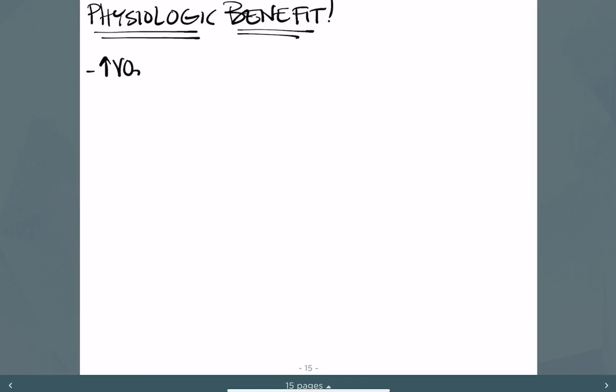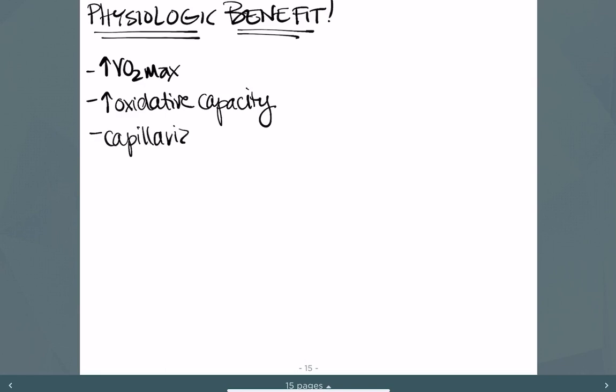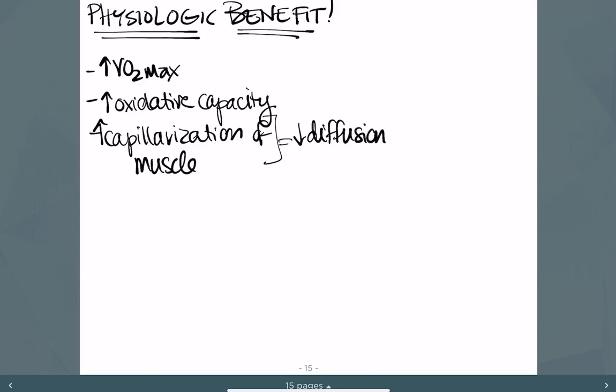We can increase their VO2 max, the maximum amount of oxygen they can take up, because we can increase peripheral oxidative capacity. We make the periphery better at using oxygen. We can increase the capillaries, so capillarization of muscle. I forgot to put the increase. We can actually have more blood vessels. What does more blood vessels give us? Well, decreased diffusion distance, which improves diffusion rate.